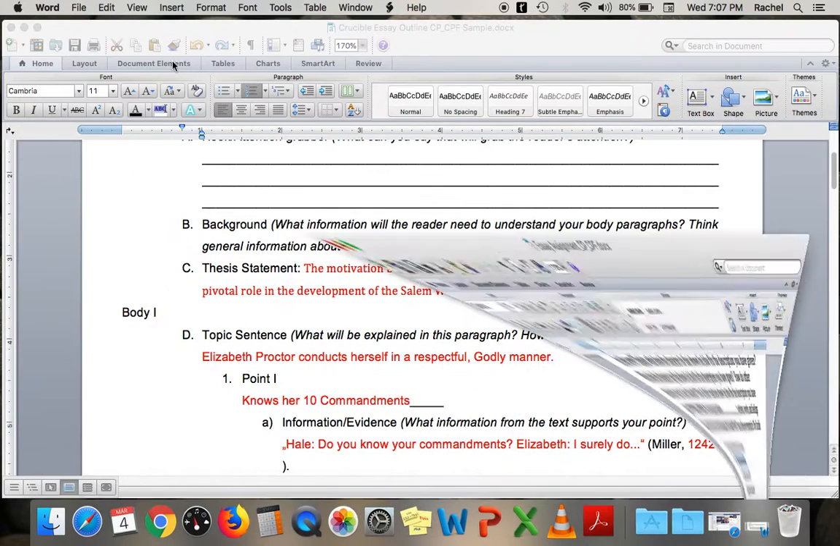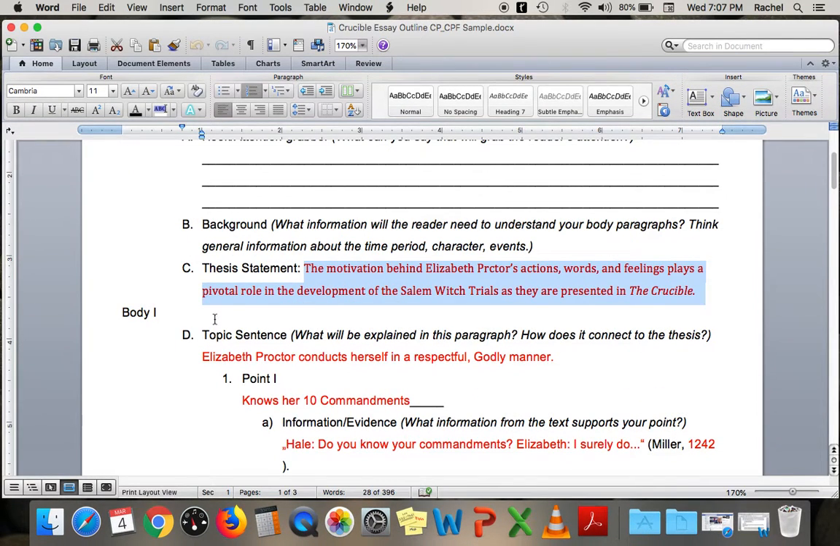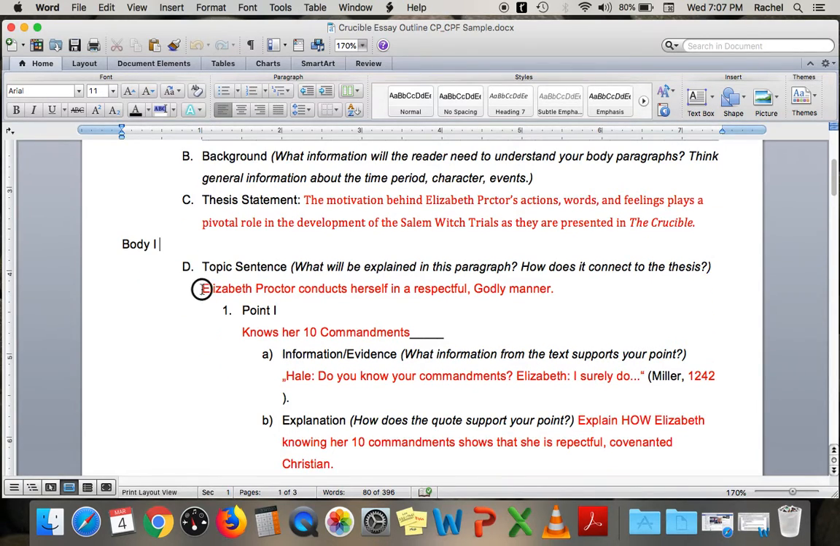So then I'm going to go into my outline and think to myself, what does Elizabeth Proctor do? Well, Elizabeth Proctor is the type of person that really conducts herself in a very respectful and godly manner. And the first point that I'm going to use is my example. What about her makes her a respectful, godly person? So the first thing I'm going to come up with is that she knows her 10 commandments.